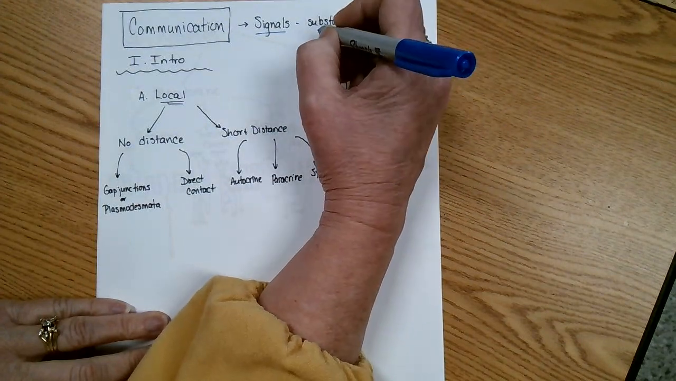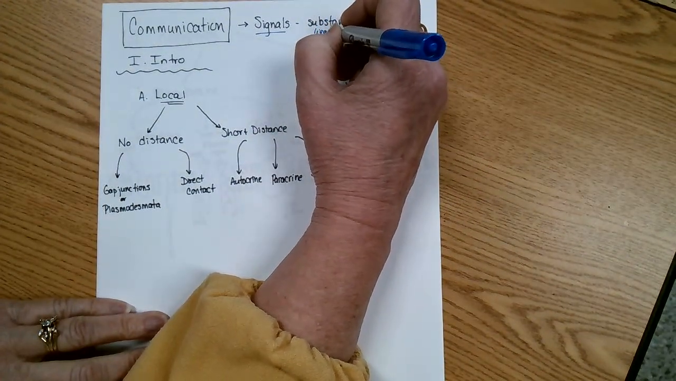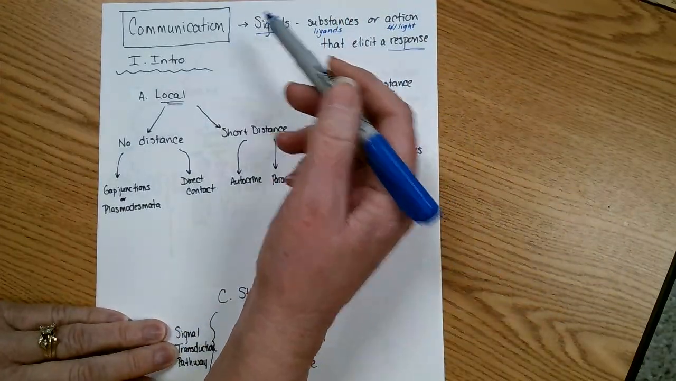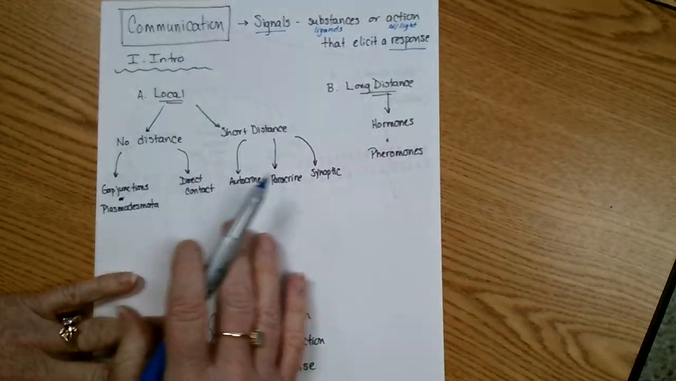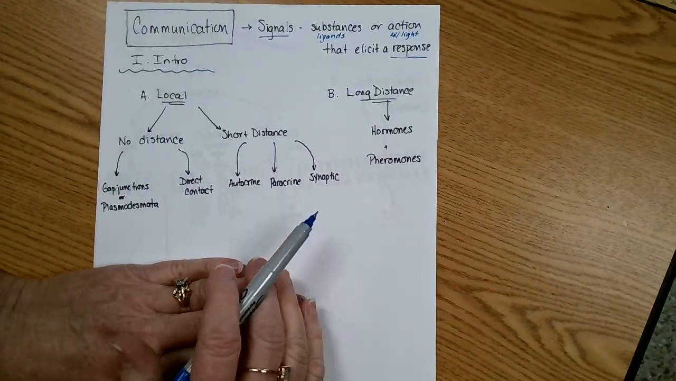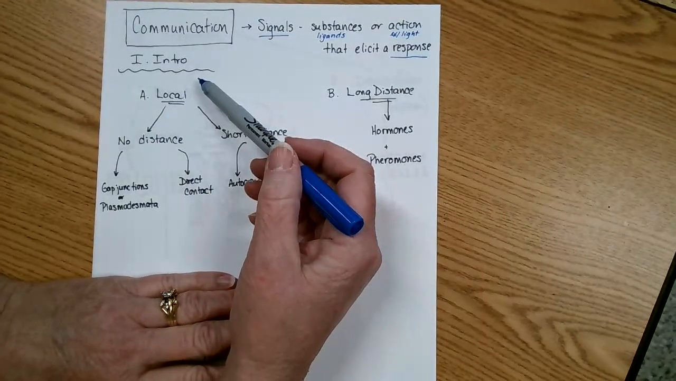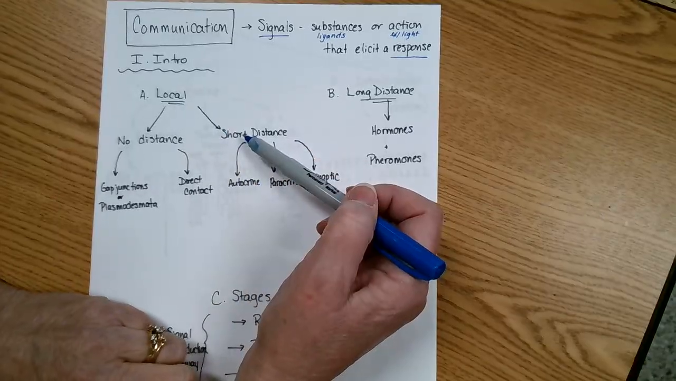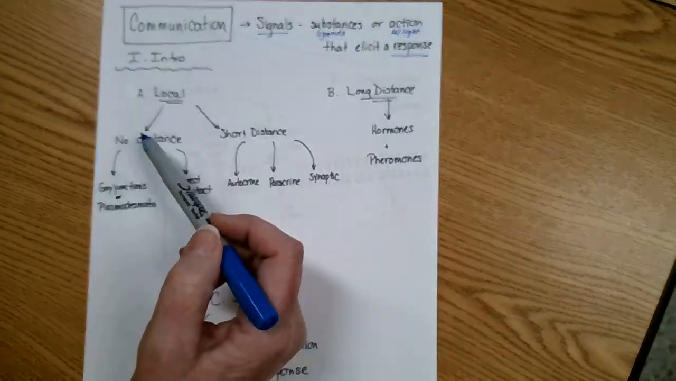A substance, though, particularly when we call them ligands, okay, are proteins that are going to act as signals that are going to elicit the response. So here we have our two types of traveling signals, so to speak. We have signals that will go locally, where there will be no distance or a short distance, or signals that are going a long distance. So let's start with the local ones.